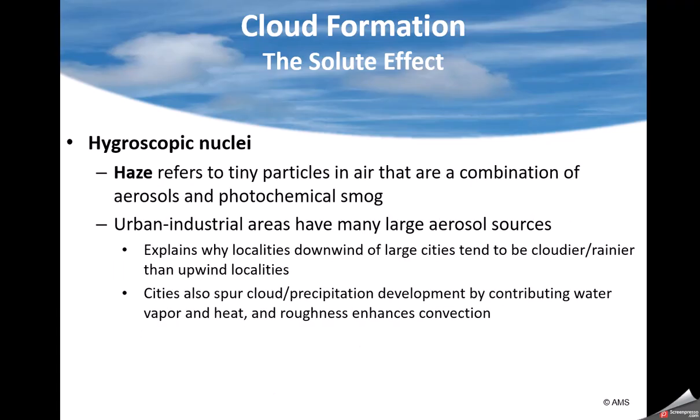So, condensation nuclei too, they can even be, like I talked about, out of the John Amos power plant, but they can be other areas as well. And that's why a lot of times downstream from cities actually have more precipitation than upstream.